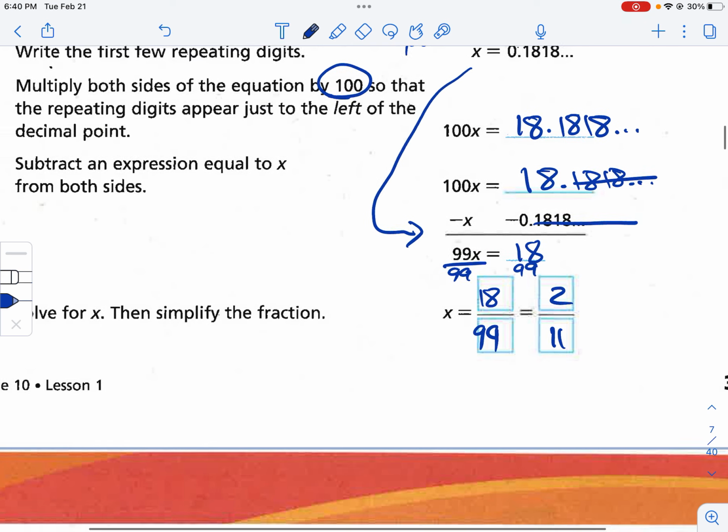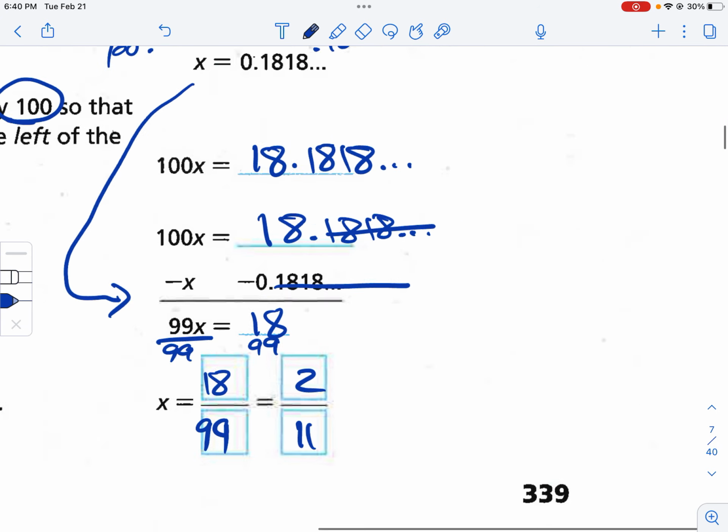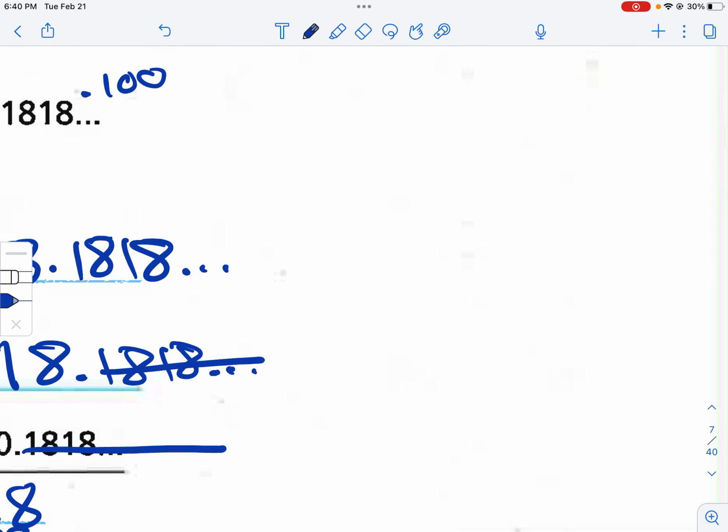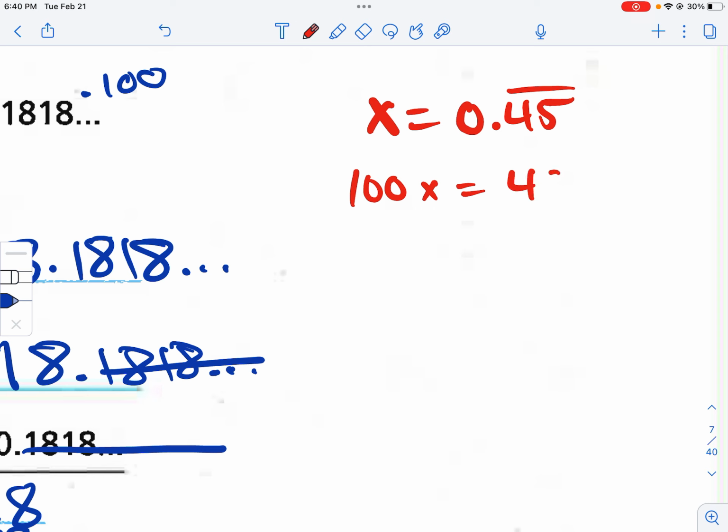Okay, so let me come over here, pick another color, I don't know. X equals 0.45 repeating. Okay, so 2 spots. So I'm going to multiply by 100 on both sides. That means I moved my decimal over.